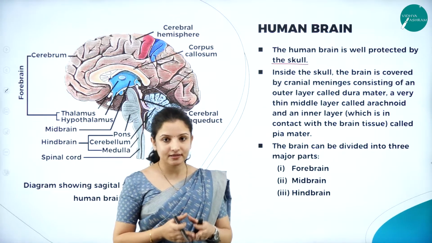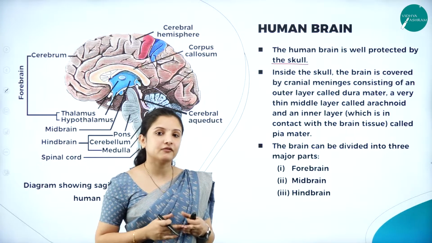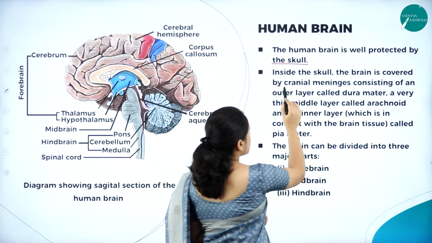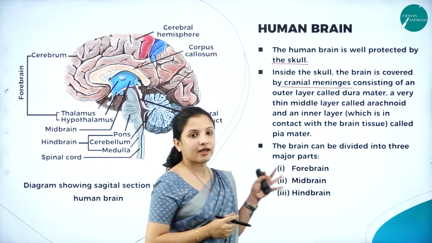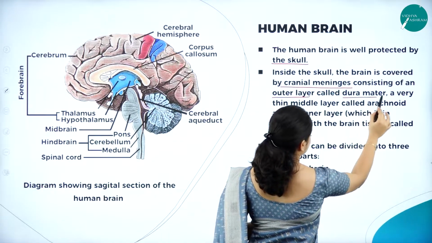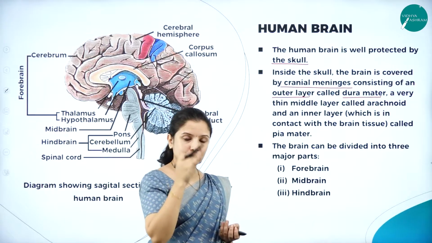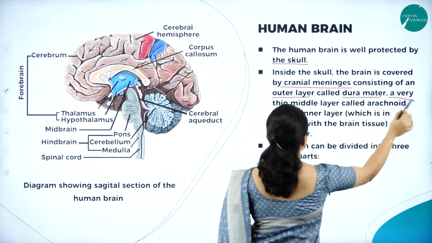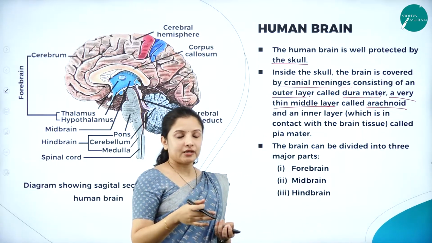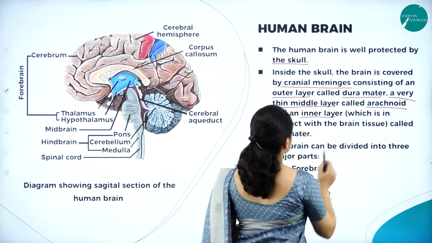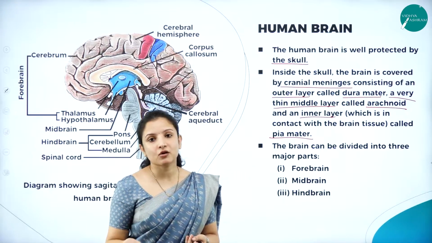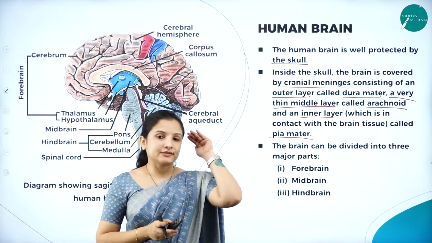And what is there inside the skull? Different parts are there, and we shall look into their functions. Inside the skull, the brain is covered by the cranial meninges, and this is made up of an outer layer called the dura mater, and inner to that a very thin middle layer called the arachnoid, and inner to the middle layer is an inner layer called the pia mater, and this inner layer is in direct contact with the brain tissue. So the skull is there.